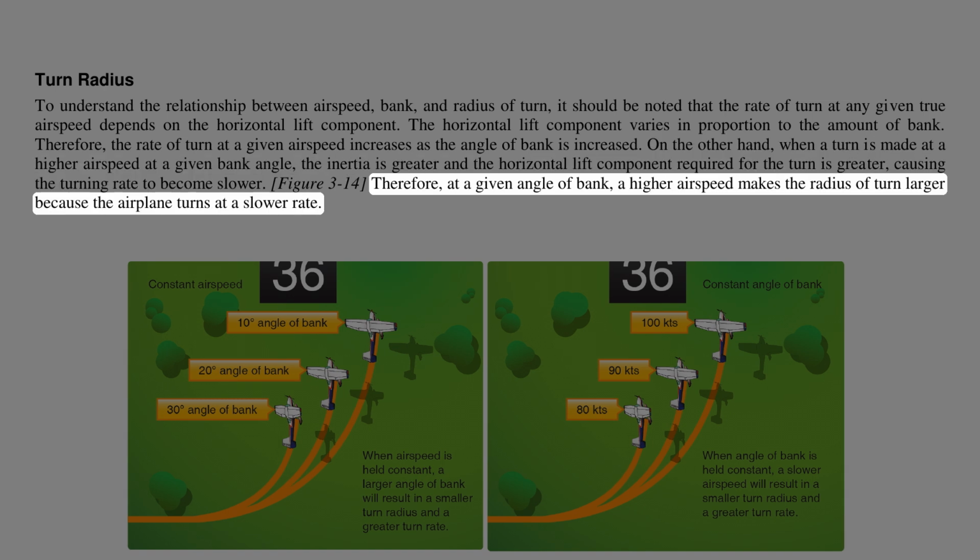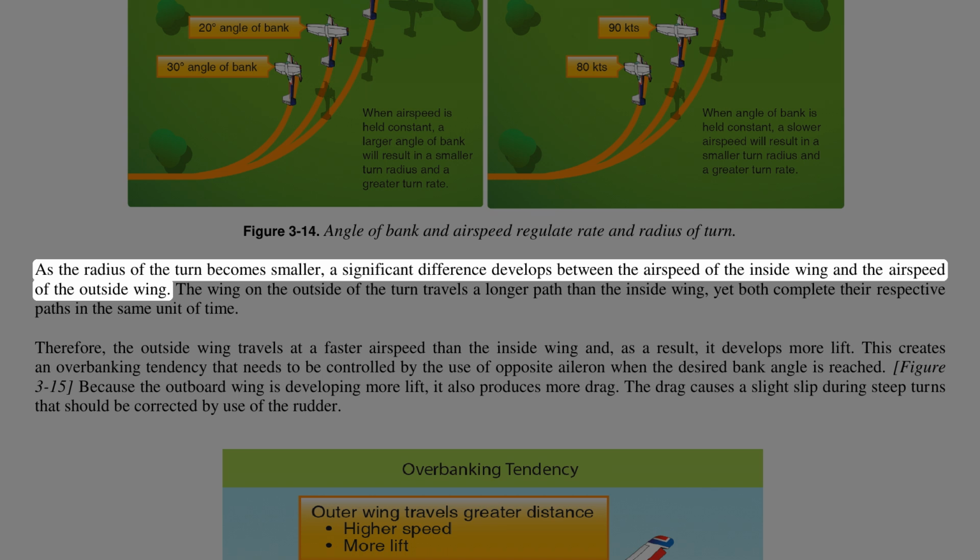Therefore, at a given angle of bank, a higher airspeed makes the radius of turn larger because the airplane turns at a slower rate. As the radius of the turn becomes smaller, a significant difference develops between the airspeed of the inside wing and the airspeed of the outside wing.